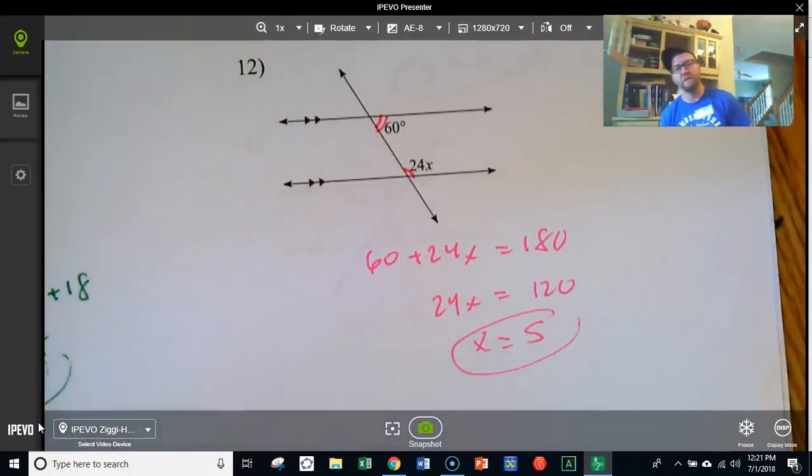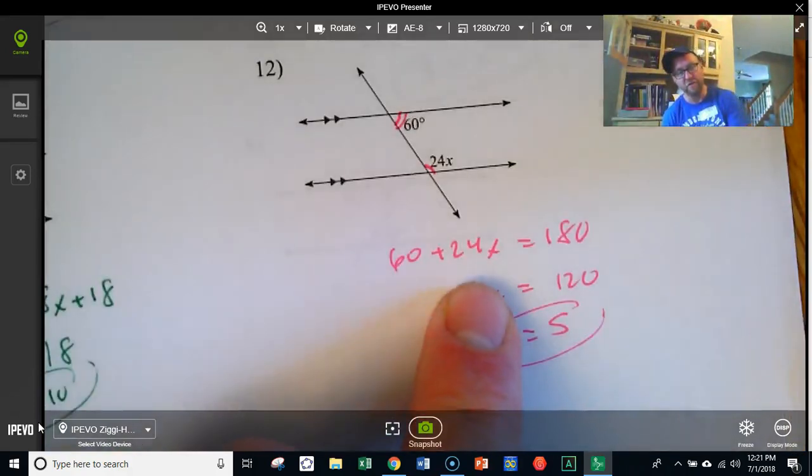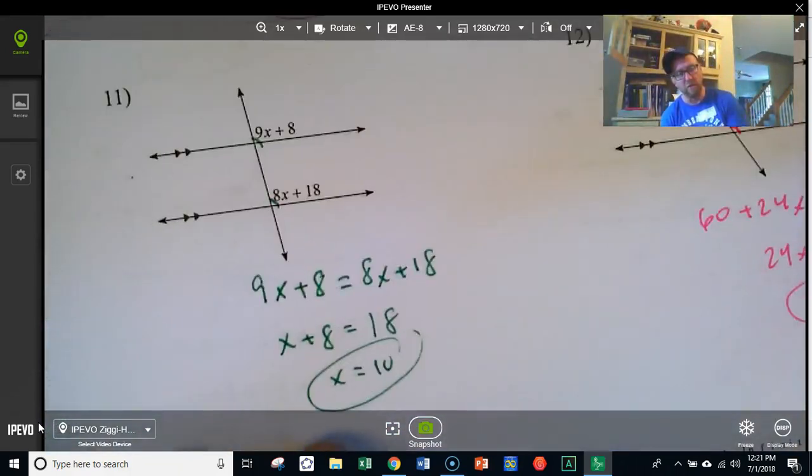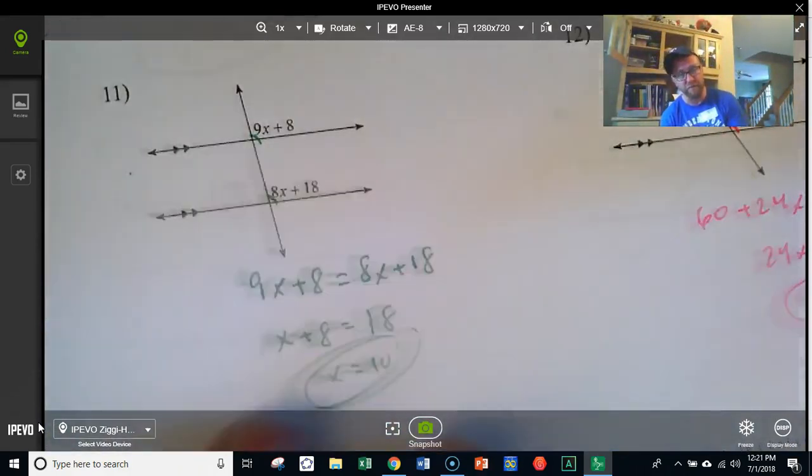Okay. So the trick here is you just got to figure out, are the angles supplementary or are they congruent? If they're supplementary, you set your equation up like this. Expression plus expression equals 180. If they are congruent, then expression equals expression. Okay.